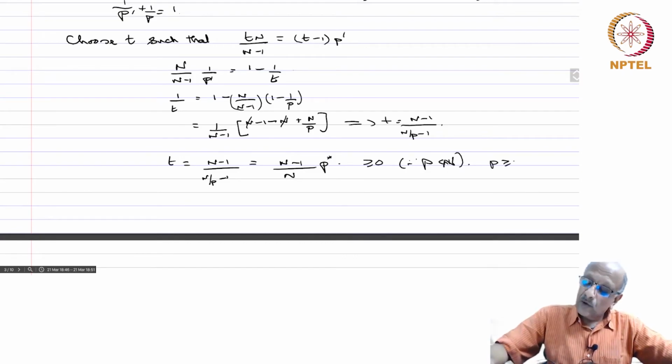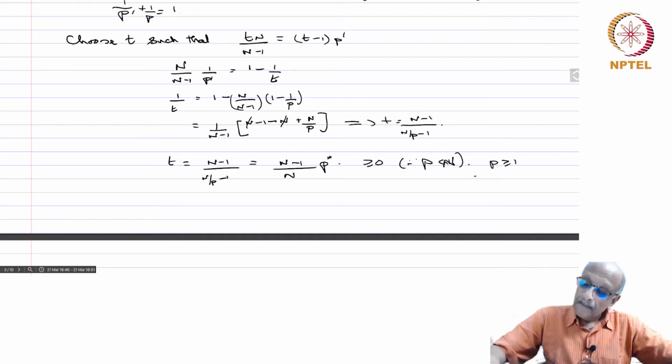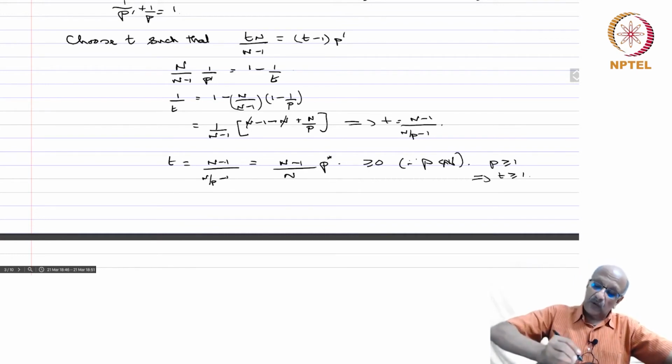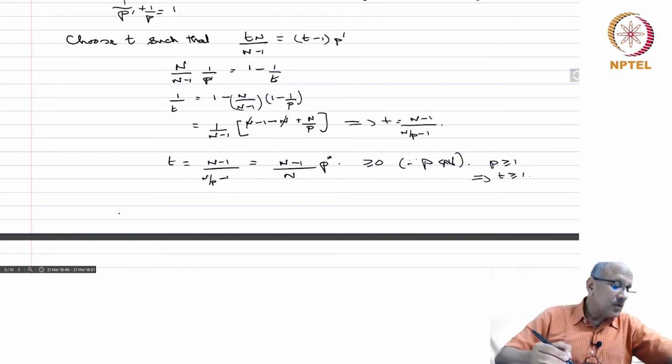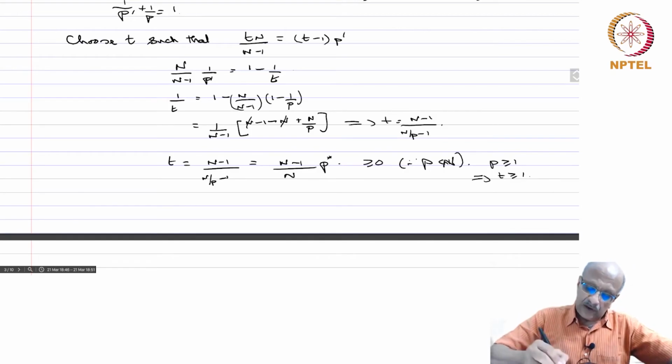Okay. And p is greater or equal to 1. So p star is greater or equal to 1, which implies t is also greater or equal to 1. Because from this formula it follows, because you are taking something smaller than n in the denominator. So the denominator is smaller than the numerator. So this will be greater or equal to 1. Okay. So therefore from this you have tn by n minus 1, tn by n minus 1 is p star.